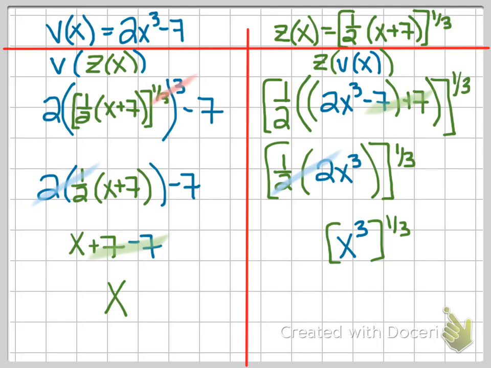The power of 3 and the power of 1/3 are inverses of each other, and you can see that they cancel each other out, and we're left with x. So whether we have v of z of x or z of v of x, they both create the identity function. We use the inverse to obtain the identity. Pretty cool.